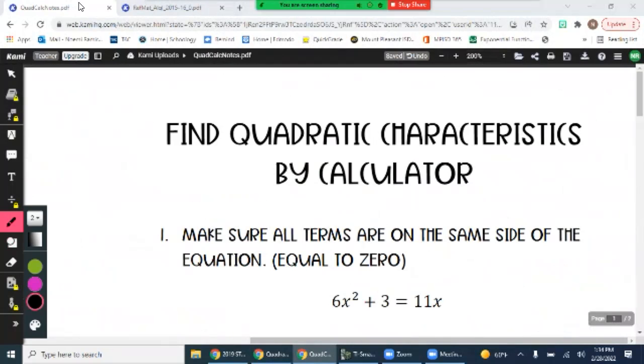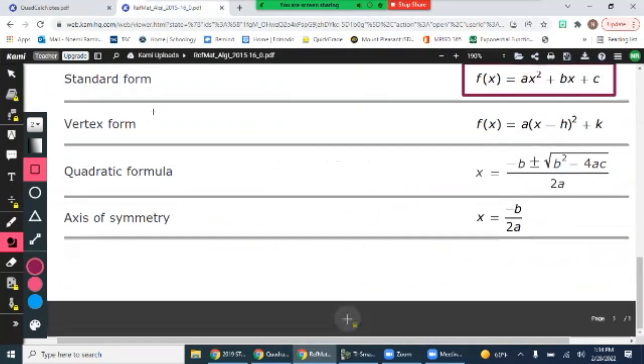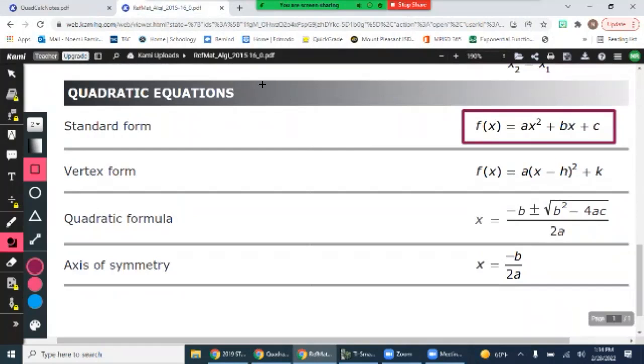Now on the STAR test, all of your quadratic equations are going to be here at the bottom. We are going to be learning vertex form this Wednesday, and the quadratic formula we're going to be using probably next week sometime. Okay.